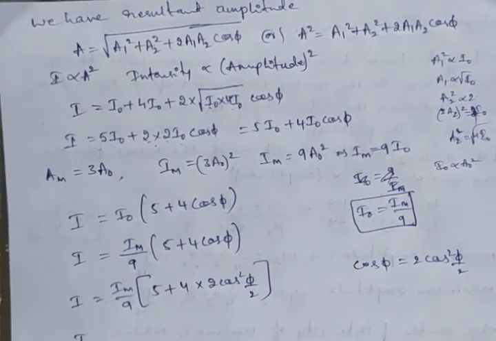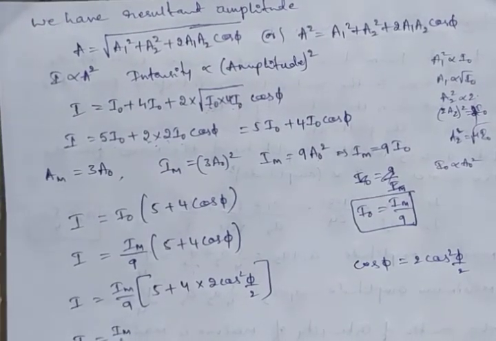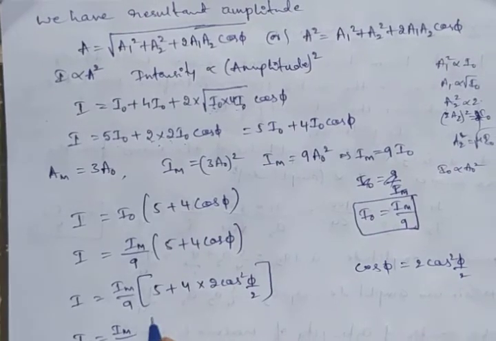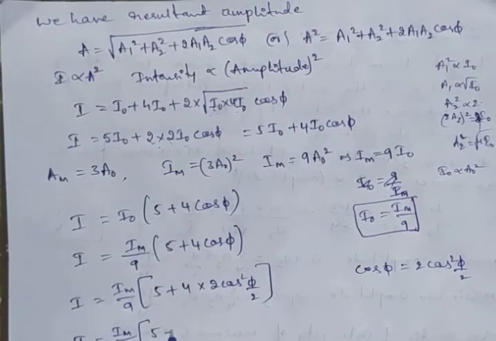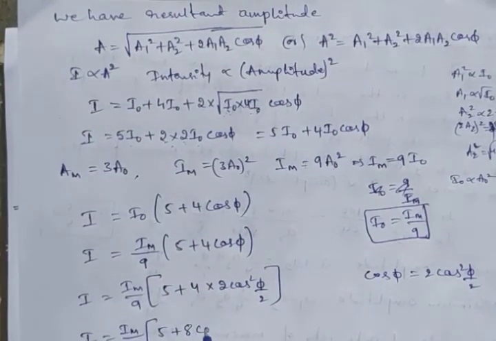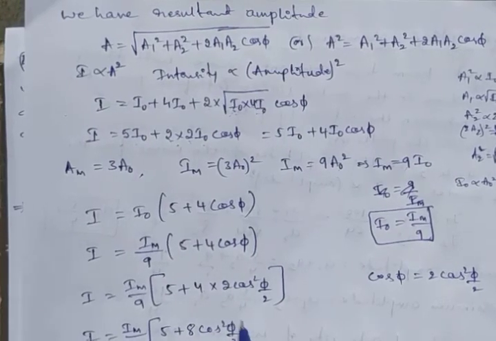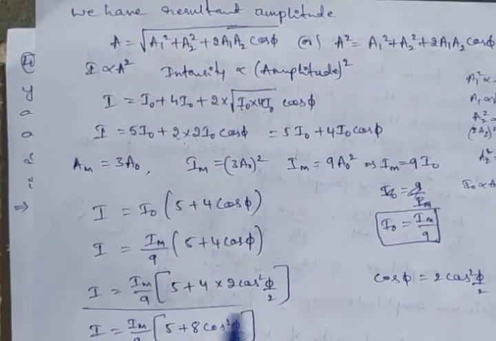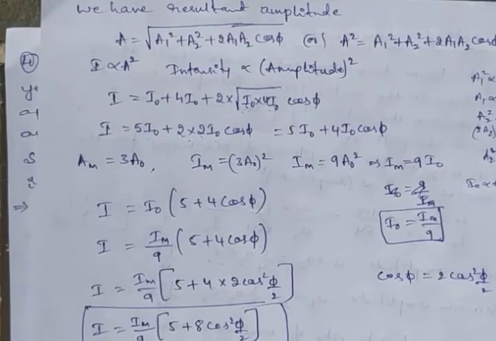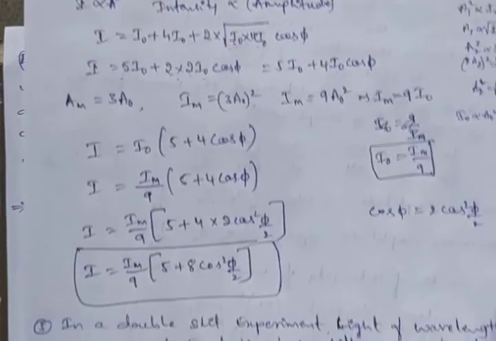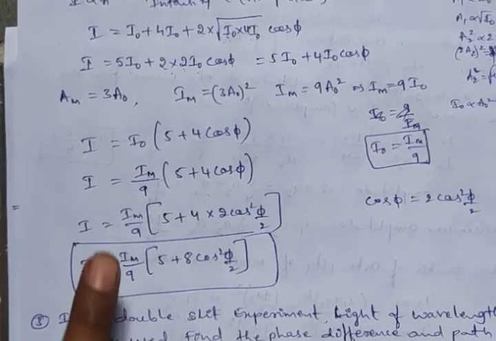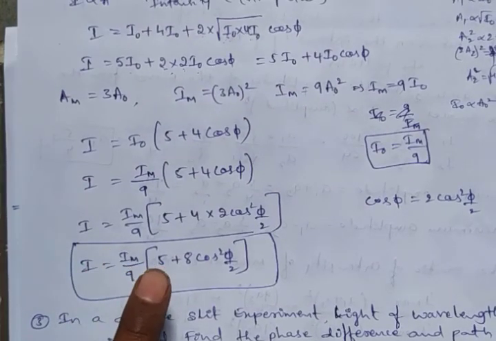Okay, therefore I is equal to I m by 9 into 5 plus 4 times 2, which is 8 cos square pi by 2. So this is the resultant intensity of the waves. So we get I is equal to I m by 9 into 5 plus 8 cos square pi by 2.